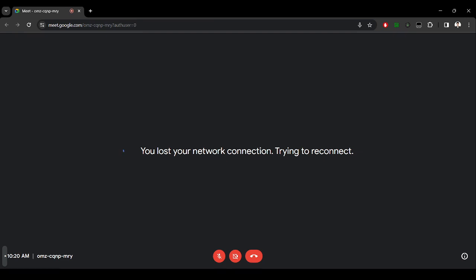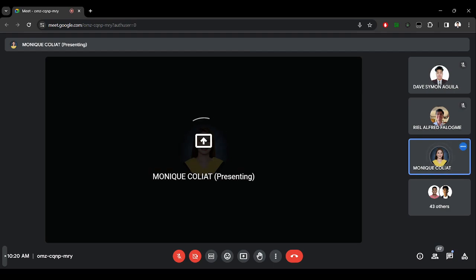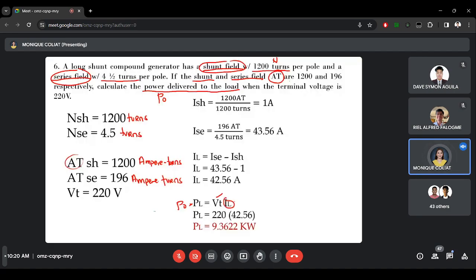Si PO at si PL lang yun ha. That's why it's VTIL. Okay. So, meron tayong VT, wala tayong IL. So, we have to get IL. Where can we get IL? So, this problem is more on unit analysis. Okay, so unit analysis.